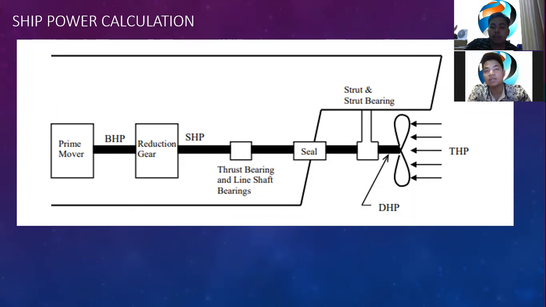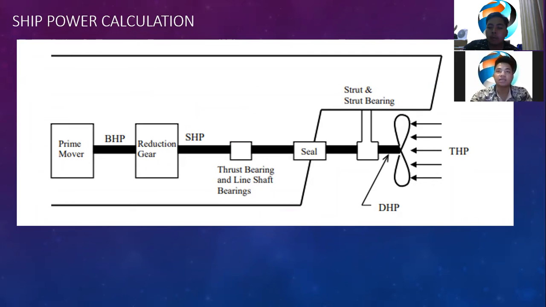Okay, next, DHP. DHP is delivered horsepower. It's the power delivered to the propeller, which includes the losses due to the gearbox, the bearing, and the stern tube seal. The delivered horsepower is usually 95% to 98% of the brake horsepower, depending on the propulsion system. The propeller converts the rotational power into useful thrust.